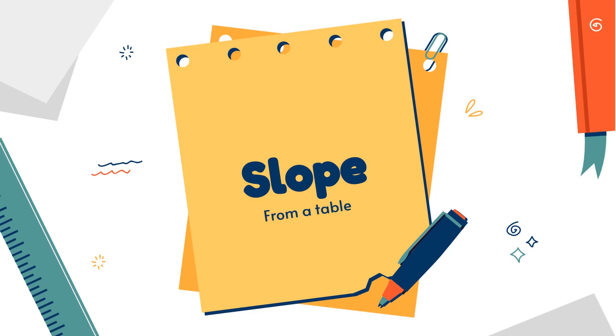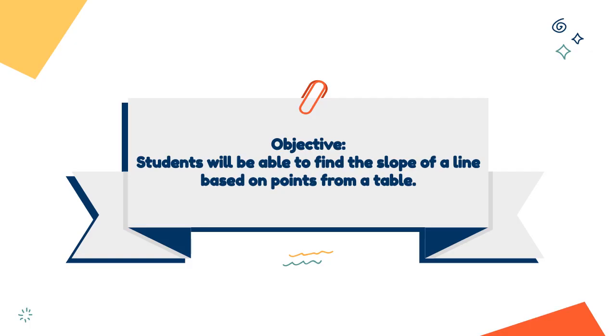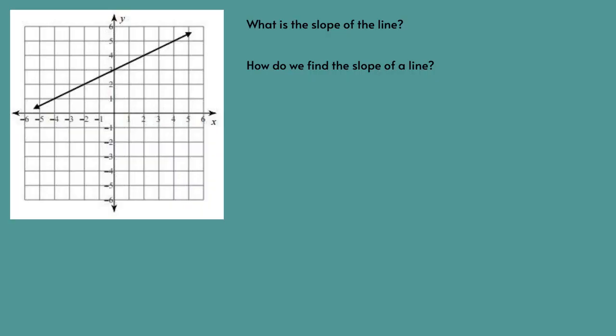Today we're going to be talking about finding the slope from a table. And our objective for today is that students will be able to find the slope of a line based on points from a table. Okay, so first we're asked, what is the slope of the line? So we're going to use a graph and what we know about finding slope from a graph to find the slope of a line from a table.